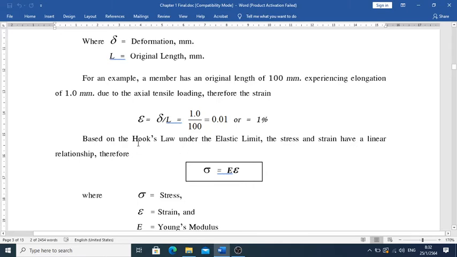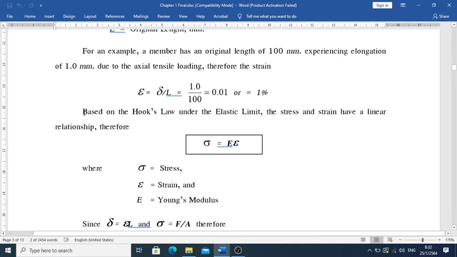Okay. So based on Hooke's law, we're going to explain more and more in terms of Hooke's law, for under the elastic limit. We will explain more about Hooke's law and the elastic limit after this. So the relationship under Hooke's law is sigma equal to E times epsilon. We're going to talk about it in more detail after this.